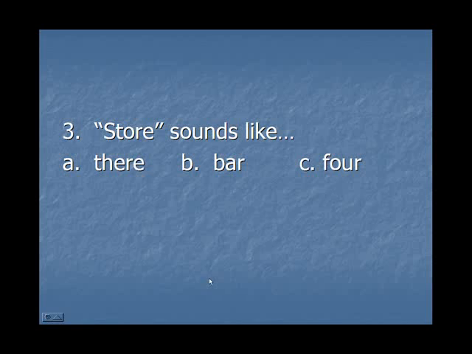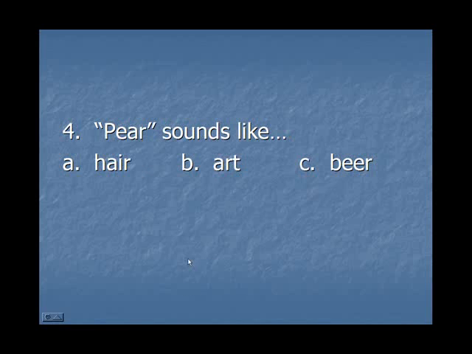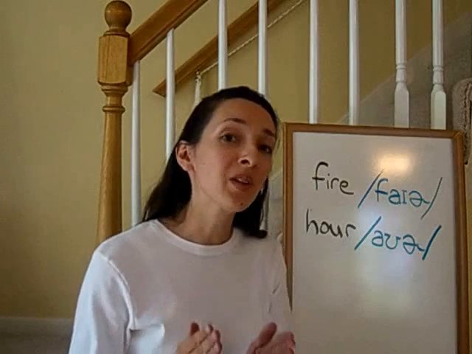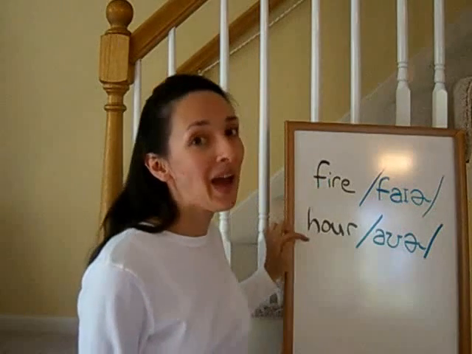3. Store sounds like A. there, B. bar, C. for. Answer: for. Store, for. 4. Pear sounds like A. hair, B. art, C. beer. Answer: hair. Pear, hair. Now, unlike the words we just practiced, we also will have words like fire, hour.